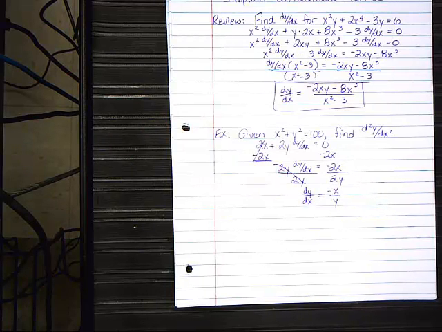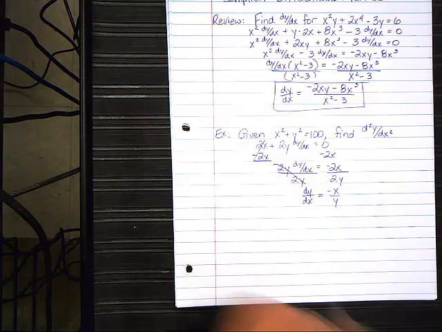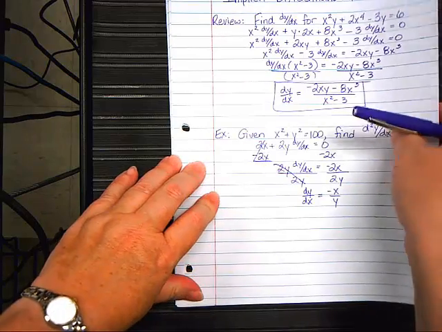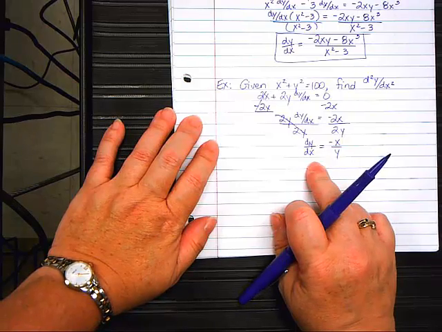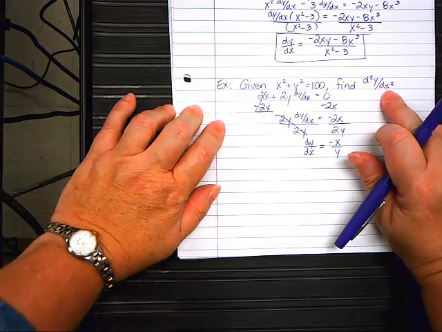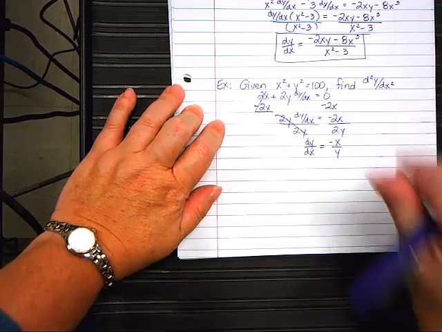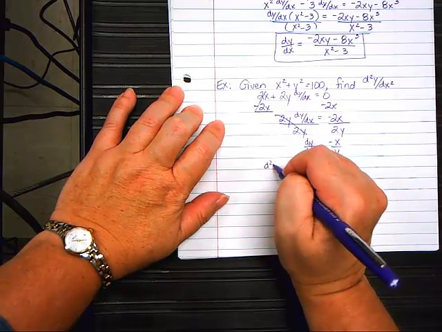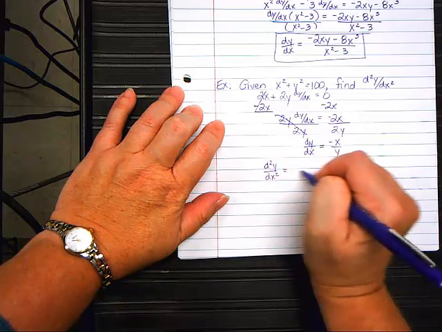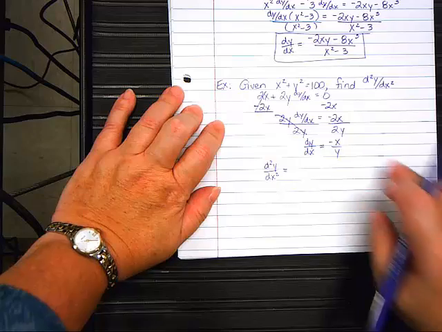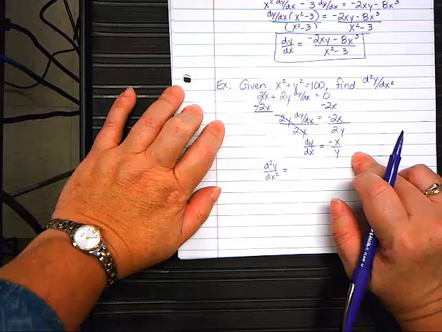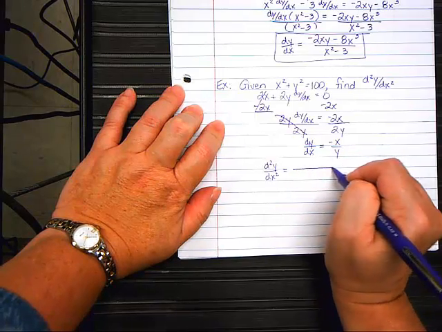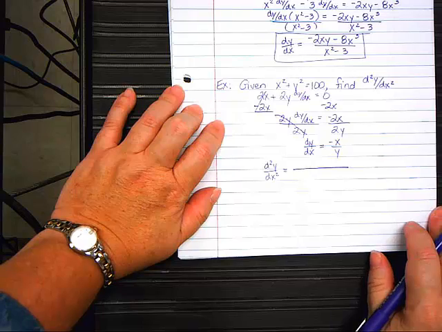Okay. Now, the second derivative is just taking the derivative of that. So if I'm taking the derivative of dy dx, that would just be d squared y over dx squared. Okay? So d squared y over dx squared equals. Do I have to use a rule on this? I have to use the quotient rule. Very good. So I'm going to draw my line. We're going to go very slowly.